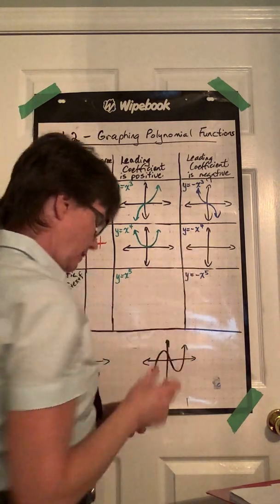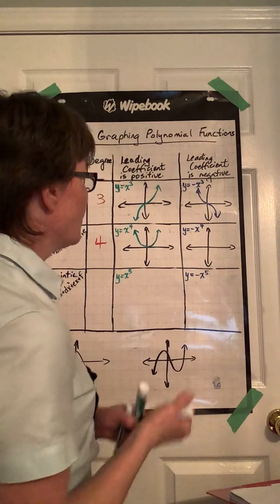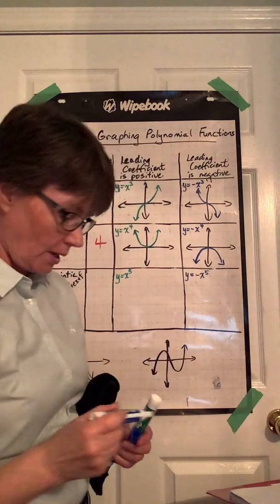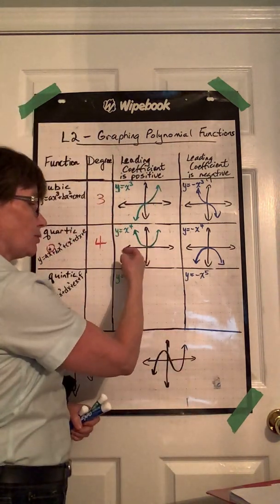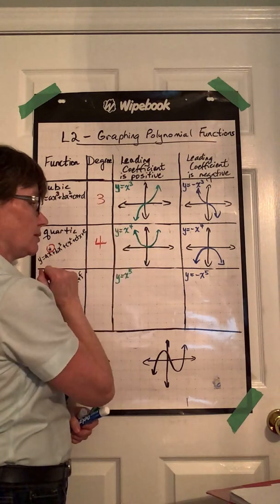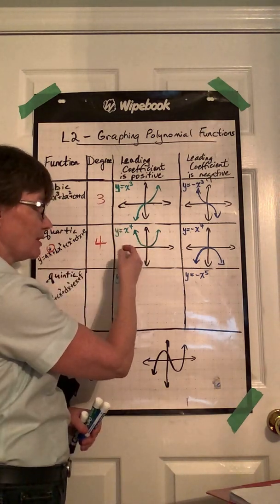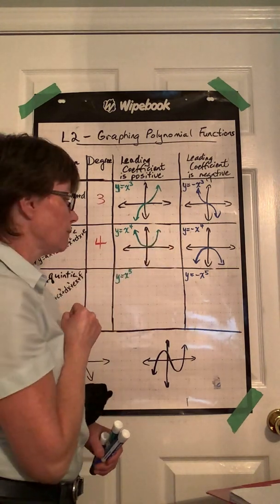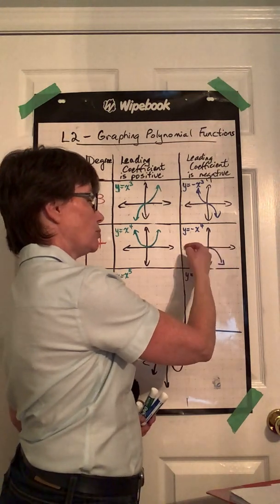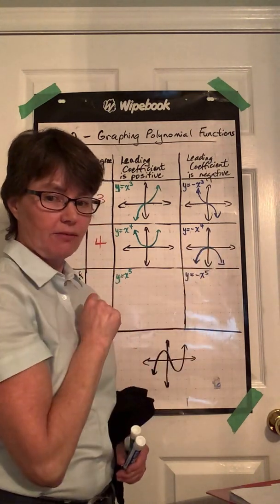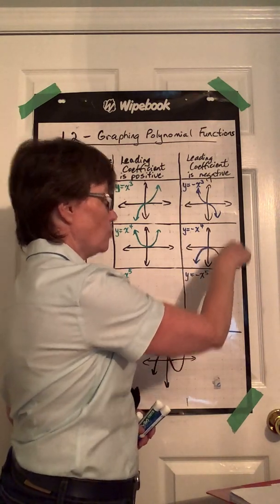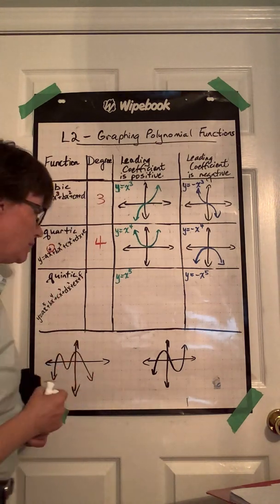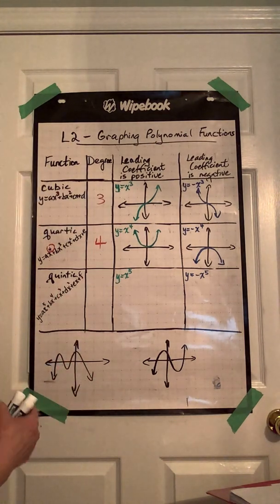Okay. If that leading coefficient is negative instead, then we're going to start down and end down as well. Okay, so as x approaches negative infinity, y approaches infinity. As x approaches infinity, y also approaches infinity. Whereas over here, as x approaches negative infinity, y approaches negative infinity. As x approaches infinity, y approaches negative infinity. Okay, so both up or both down.